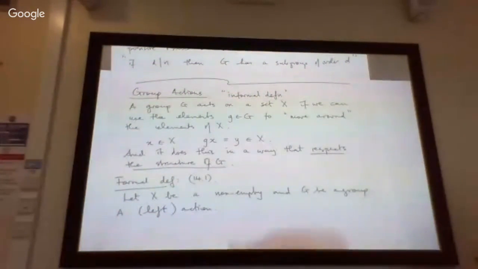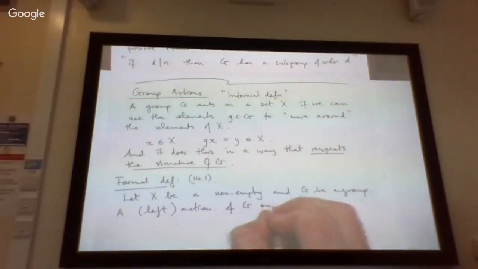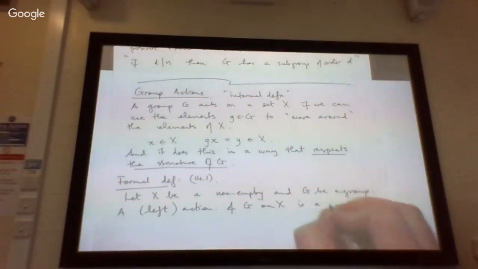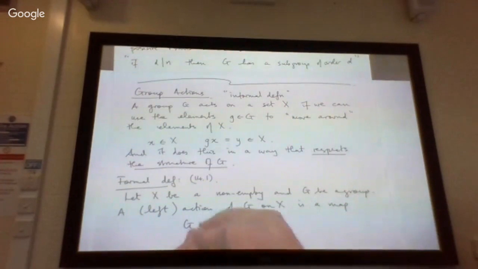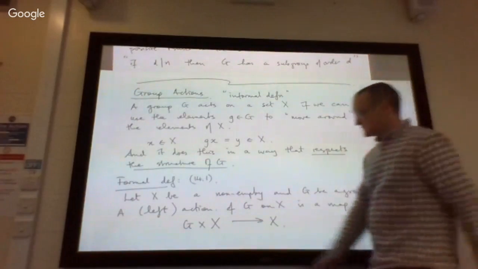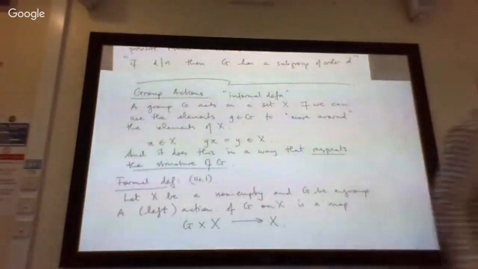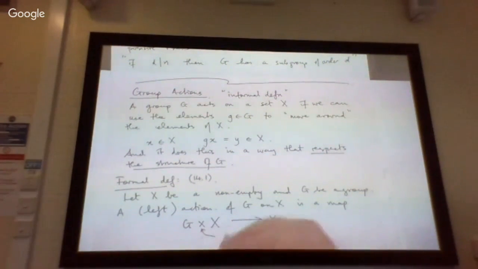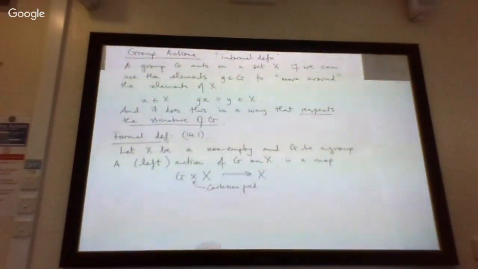So a left action of G on the set X. Now, the way they have it here is we say it's a map. So the action is a map. So this is the Cartesian product. It's a little bit confusing with the two x's. So this x here is the Cartesian product. A map from the Cartesian product of G and X to X.